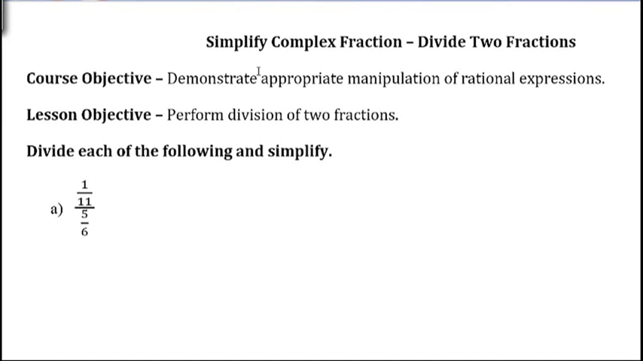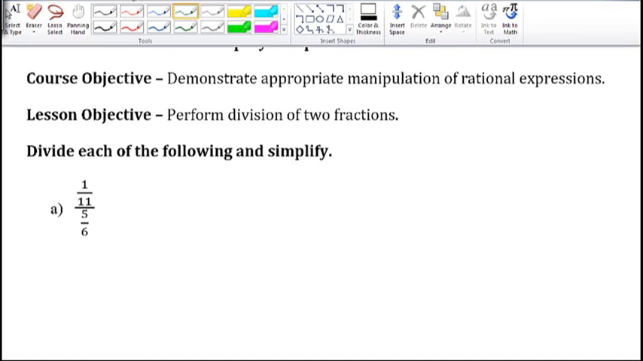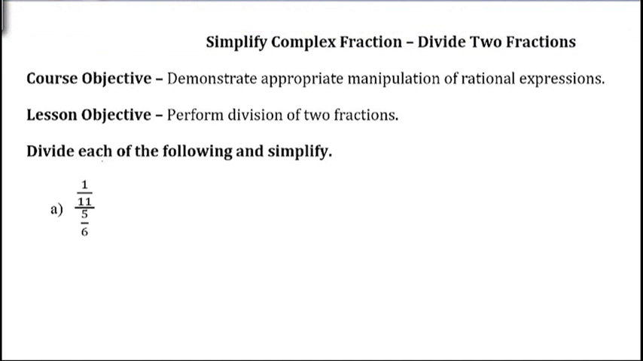This lecture is going to be about simplifying complex fractions, and in all of these examples it will just be two fractions being divided. When you have this situation, then you can do it just like you would if you had the division written the other way. So here we have it written as a complex fraction, but I very well could write this as 1 over 11 divided by 5/6. And so when you do division in this way, you multiply by the reciprocal, and that's exactly what we're going to do.